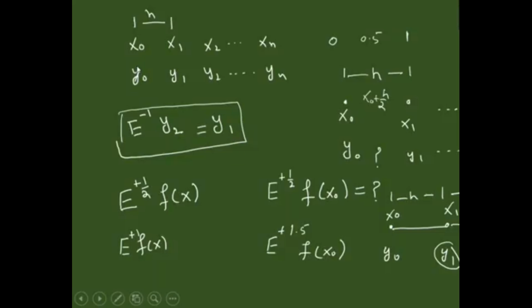So what are the points? Point is no forward shift for the last data, and no backward shift for the first data, because data does not lie there. So this is the point that you have to keep in mind.